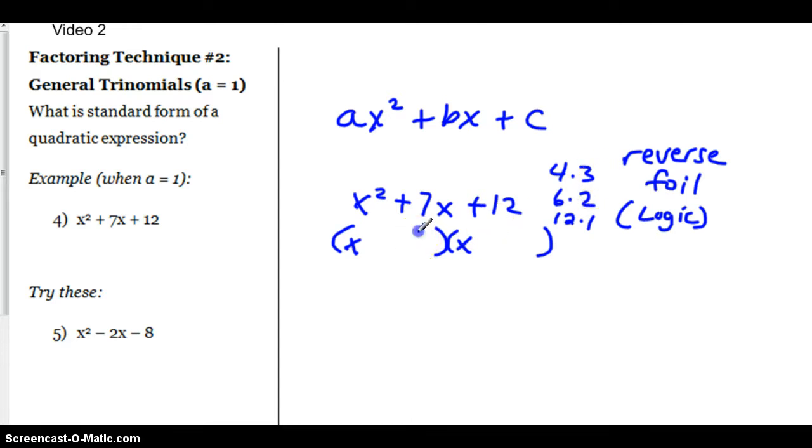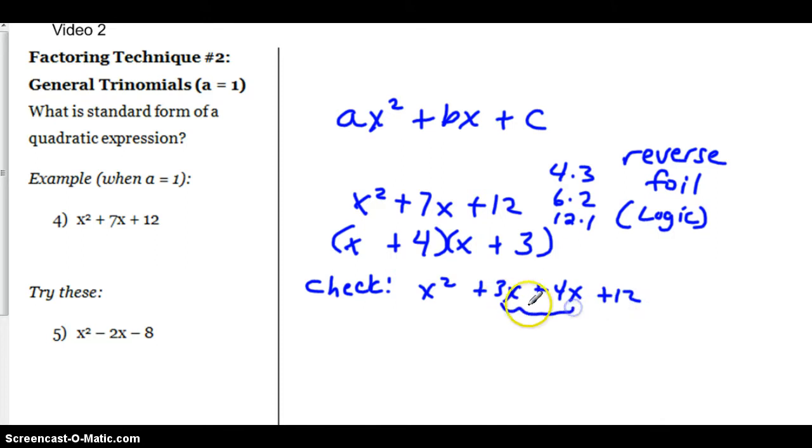So if I add a 4 and a 3 here, and they'd have to be positive for them to add up to plus 7, then every time I factor, I'm going to multiply to check. So we have x squared, and then our outside would be 3x, our inside is 4x, and our last would be 12. When we combine like terms, 3x plus 4x would be 7x. So we factored that correctly.